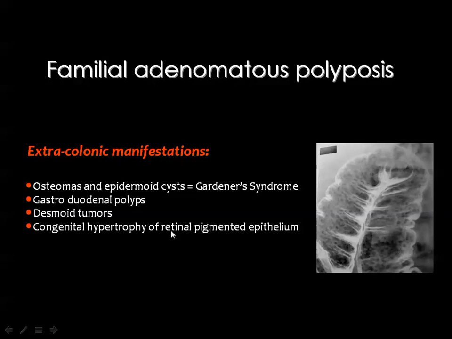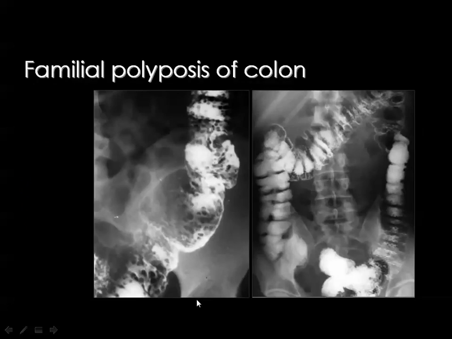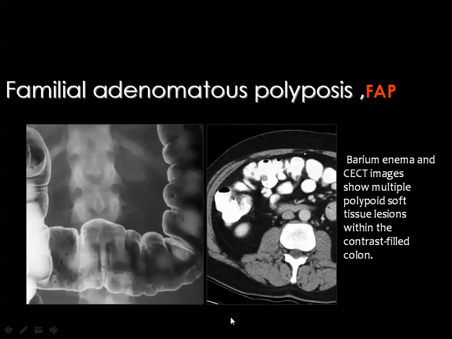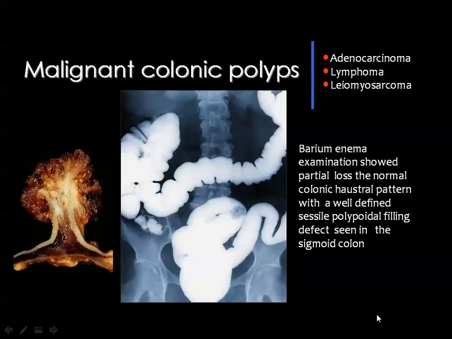other lesions may be seen in the stomach or the duodenum, also desmoid tumors may be associated with this particular disease. As I have said, whenever you see many polyps in the colon, you should have the help of endoscope to verify the nature of these polyps. And this is the case of familial polyposis. You see by barium enema, and you see by CT scan the presence of polyps in the colon.